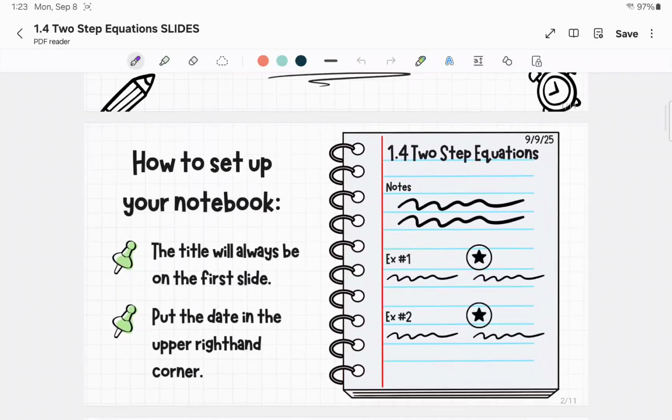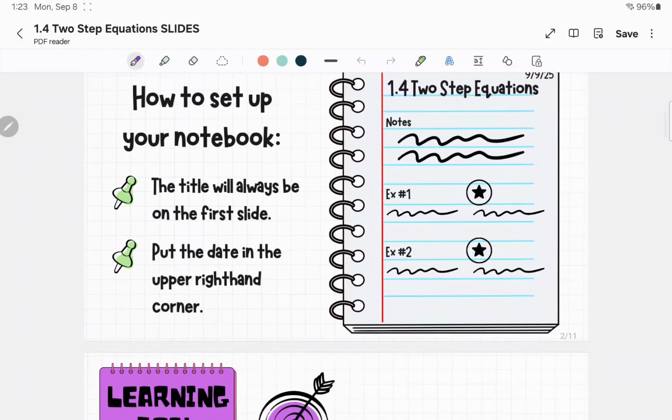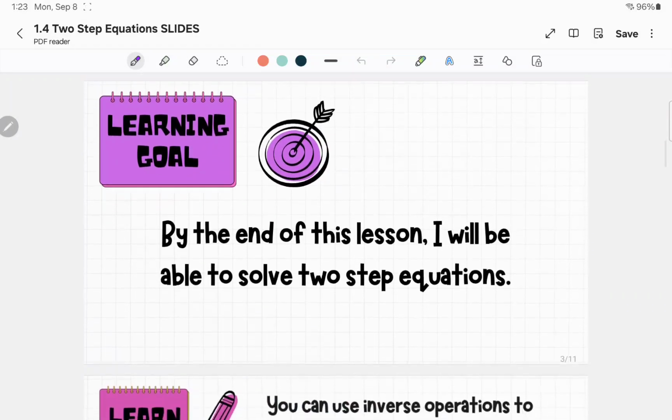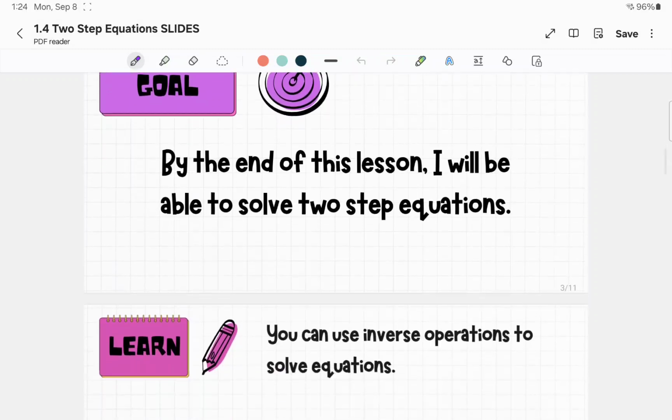So you're going to set up your notes in this way that we've been setting up our notes. Just make sure at the top of your paper it says 1.4 two-step equations with the date in the upper right-hand corner. You don't have to write down the learning goal, you just need to know that we're going to be able to solve two-step equations by the end of this lesson.